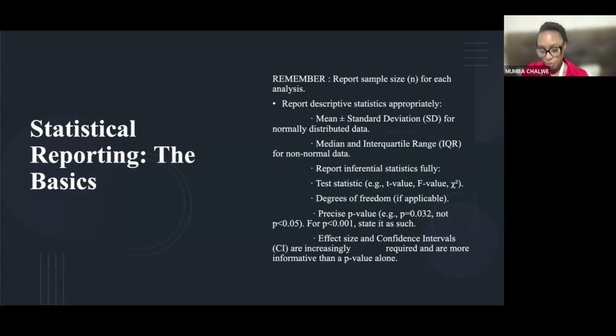So if your p-value is 0.032, say 0.032, not less than 0.05. I know we're all culprits of that. I have done this so many times, just to say the p-value is less than 0.05. So please avoid that. Just state the exact p-value. Round off to maybe three decimal points. And if the p-value is less than 0.01, state it as such. Make sure it's very clear.